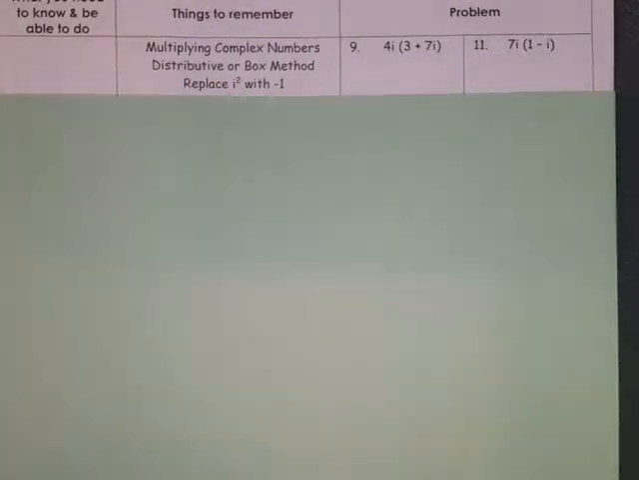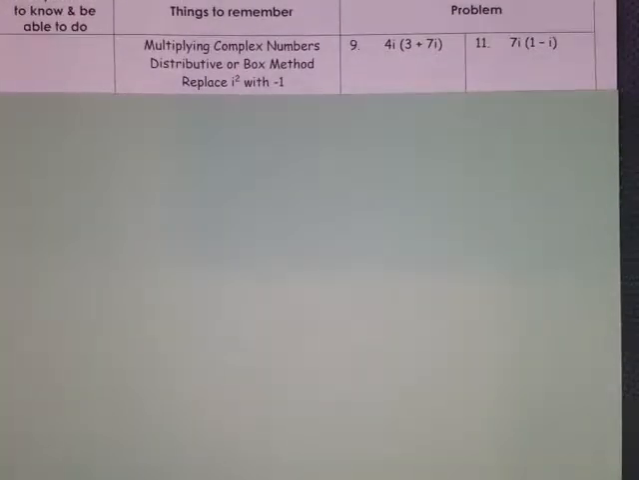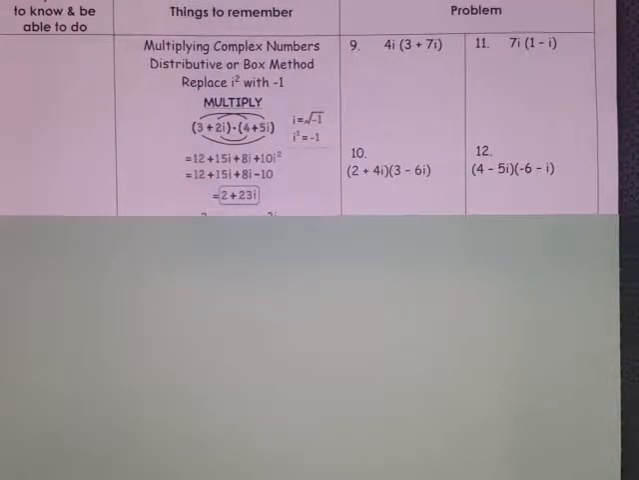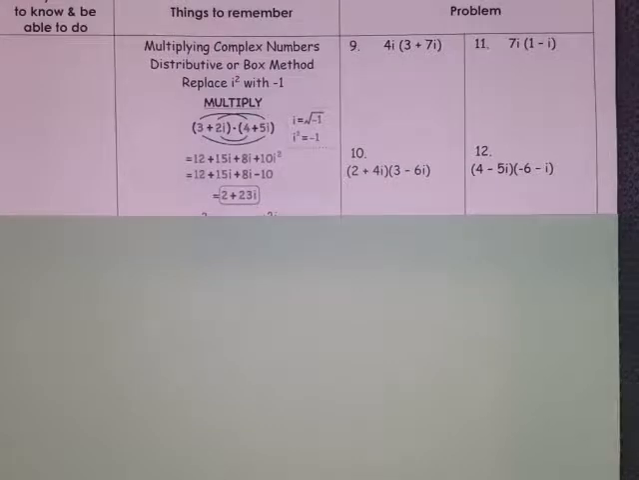Okay, so now we're on to multiplying complex numbers. Problems numbers 9, 10, 11, and 12 on your review. Okay, so when we multiply complex numbers, the same process as we use when we multiplied binomials. We use our box.